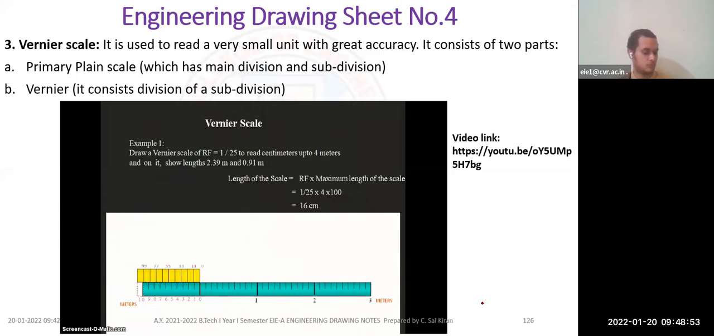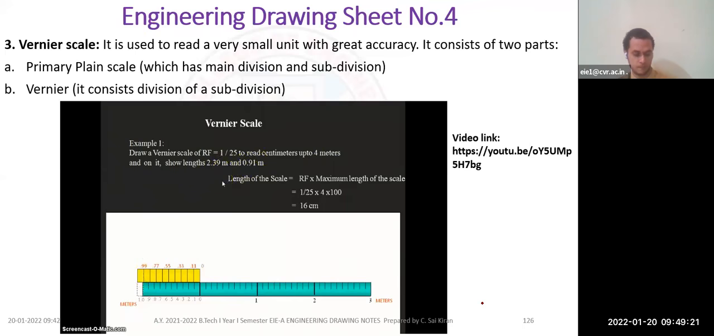So give the numbering as 0.11, and this second division will be 0.22, 0.33, 0.44, 0.55, 0.66, 0.77, 0.88, 0.99, and the last one will be 1.1. Okay, so this is the Vernier scale we have constructed. By using this, we need to show 2.39 meters and 0.91 meters.